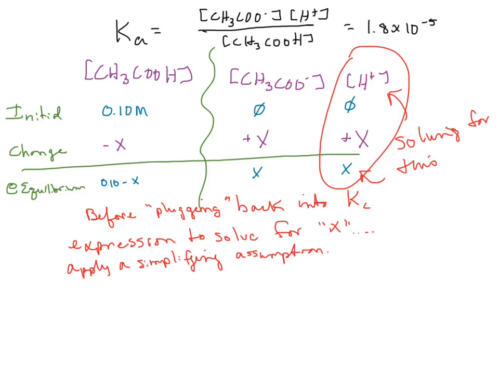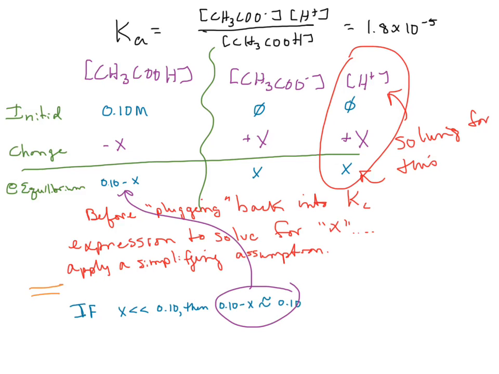The simplifying assumption goes like this, and you need to state it. If x is sufficiently small relative to the initial concentration of your weak acid, which is 0.10, if x is much less than 0.10, then that quantity, 0.10 minus x, essentially becomes 0.10. So you need to state that and apply it.